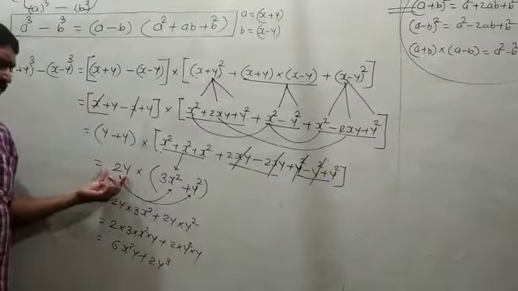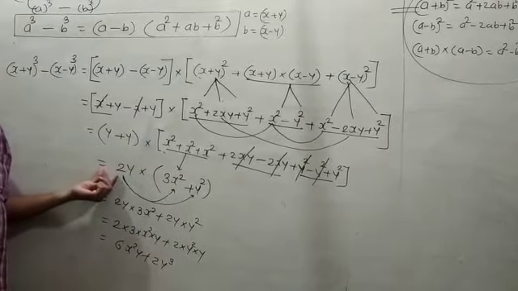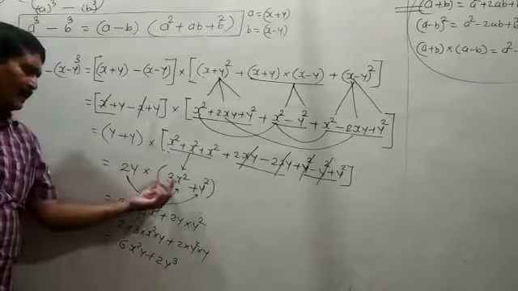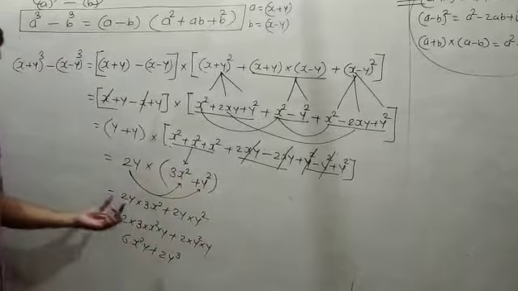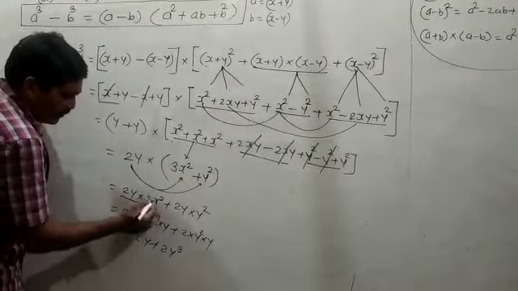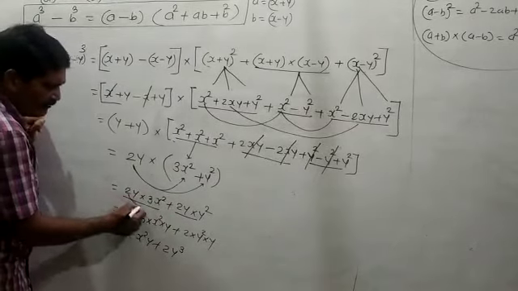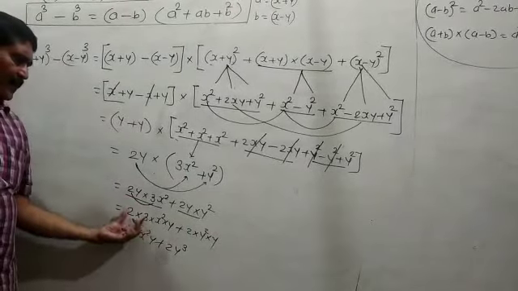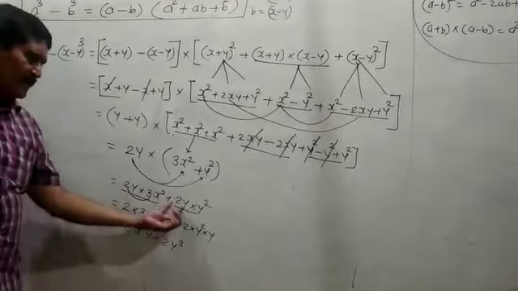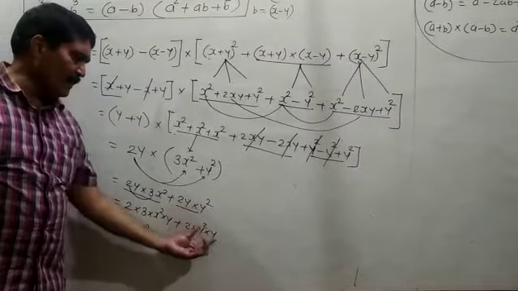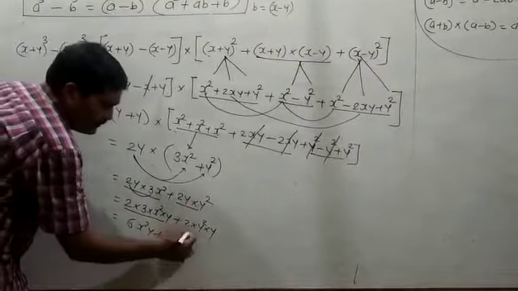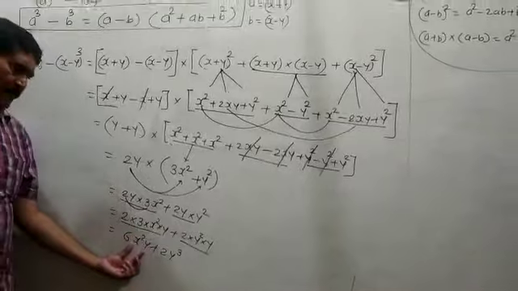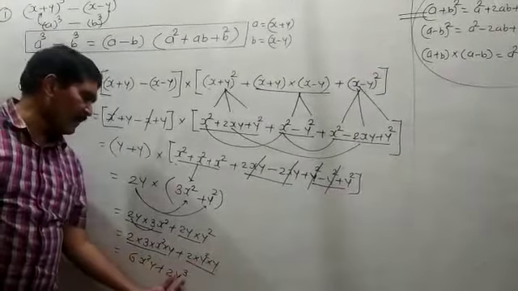Outside the bracket is 2y. Between 2y and this bracket there is a multiplication sign, so you utilize the distributive law. You distribute 2y between these two terms: 2y multiplied by 3x square, and 2y multiplied by y square. Numeric terms multiply with numeric terms, and variable terms with variable terms. 2 threes are 6, x square multiplied by y is x square y, and 2 as it is, y square multiplied by y is y cube.